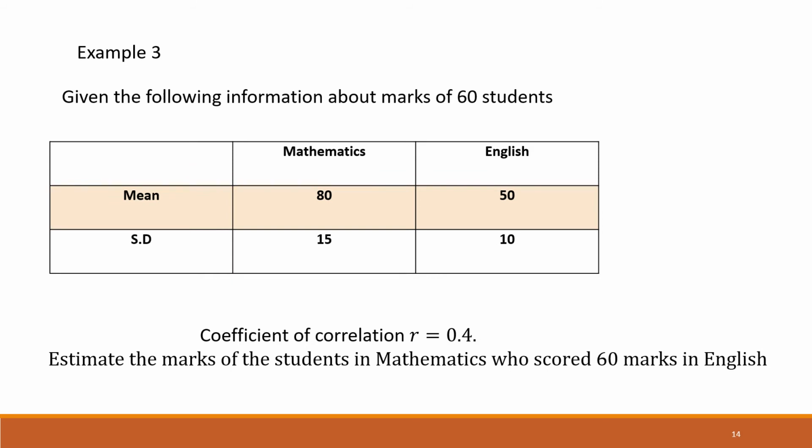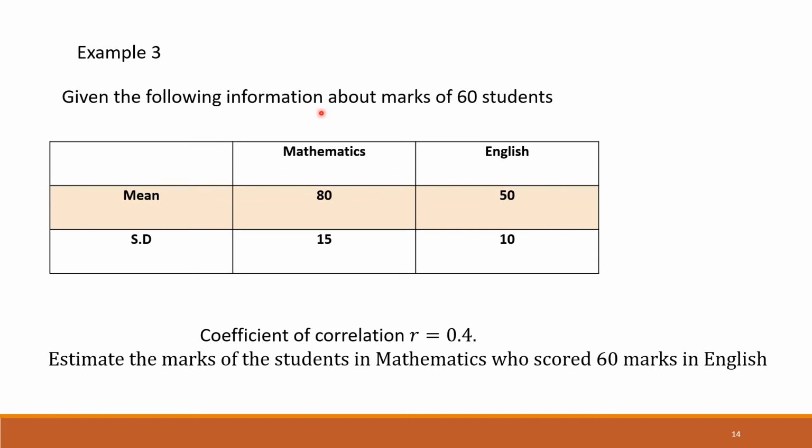Next example, given the following information about marks of 60 students. You are given the mean and standard deviation for mathematics and English. The mean of maths is 80, the mean of English is 50, the standard deviation of mathematics is 15, and the standard deviation of English is 10. The coefficient of correlation r is given as 0.4. Estimate the marks of students in mathematics who scored 60 marks in English.